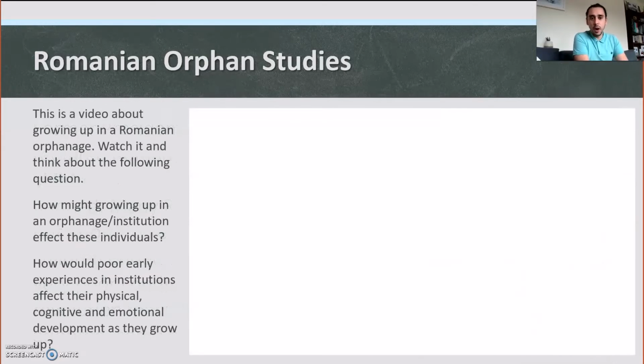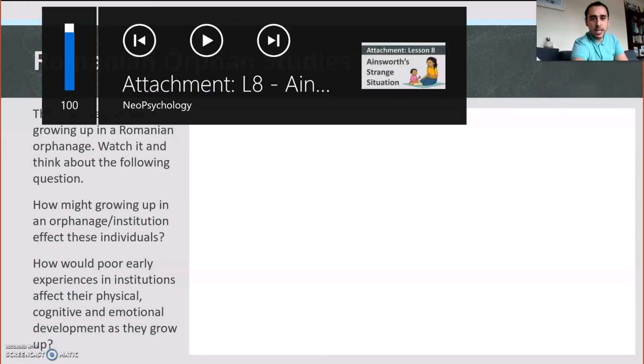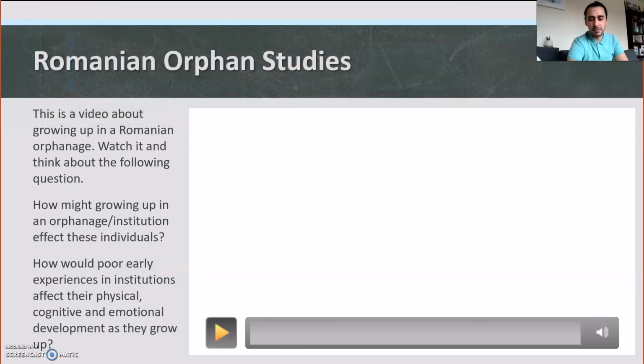This is a video about growing up in a Romanian orphanage. Watch it and think about the following questions. How might growing up in an orphanage or institution affect these individuals? How would poor early experiences in institutions affect their physical, cognitive and emotional development as they grow up? Okay, have a think about this as we watch the video, right? Not spoiler alert, just a little warning. It is very sad, okay?